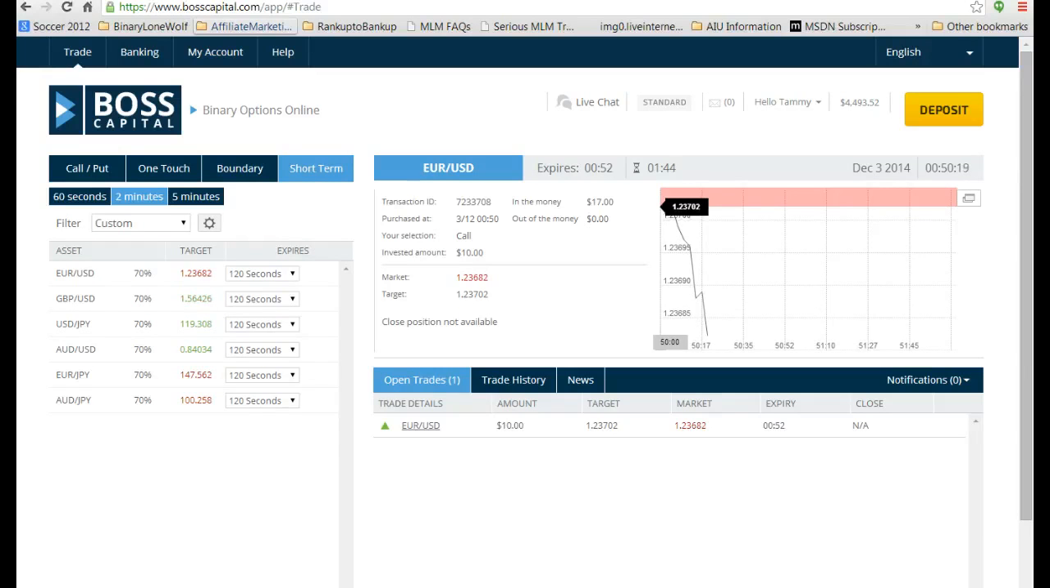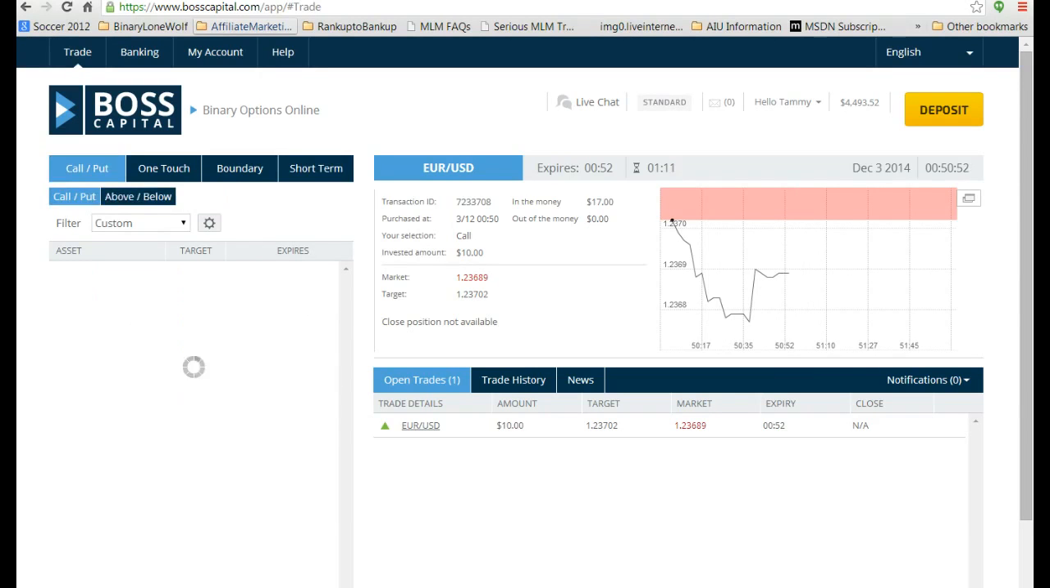When the trade expires, it will tell you whether or not you won or lost. The other good thing about Boss Capital is that as the trade is taking place, it will show the number where the market is at. It will show in red if it's losing, and green, obviously, if it's winning. Also up top on the chart, if it's showing red on the chart, that means the trade is losing, and if it turns green, that means you're winning.